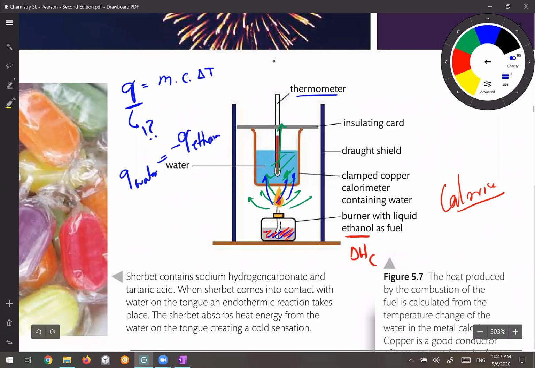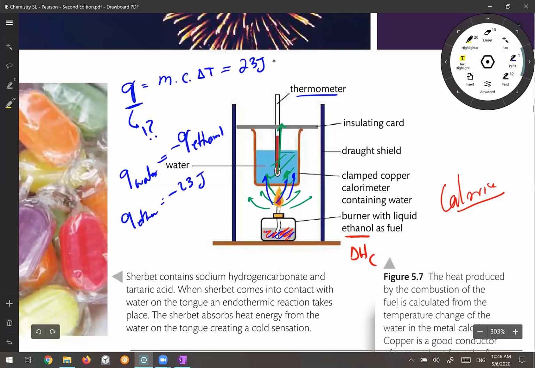Why do they have opposite signs? If the Q of water, for example, is 20 joule, the Q of ethanol would be negative 20 joule. Why? Because the ethanol is giving out the energy, okay? The water is taking in the energy. So one process is exothermic, the other process is endothermic. So their signs are opposite to each other.